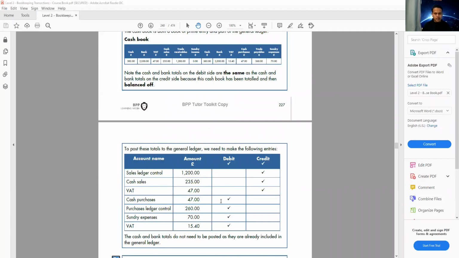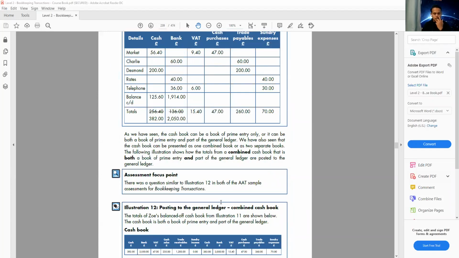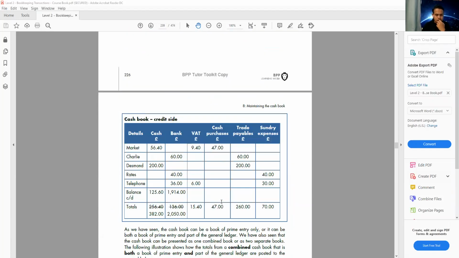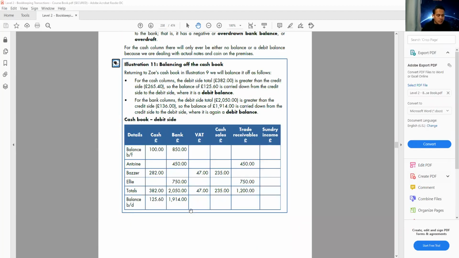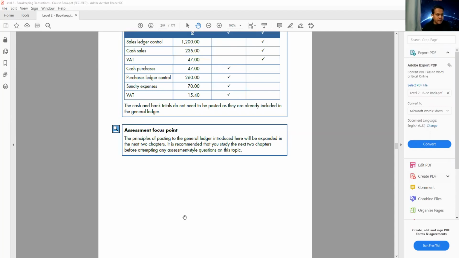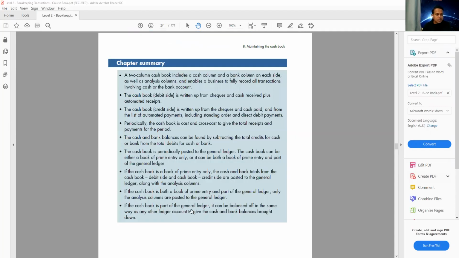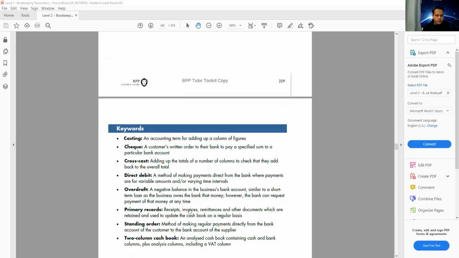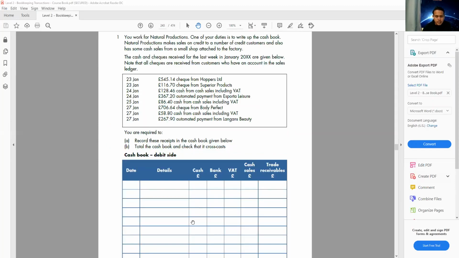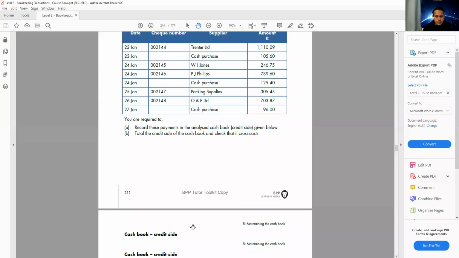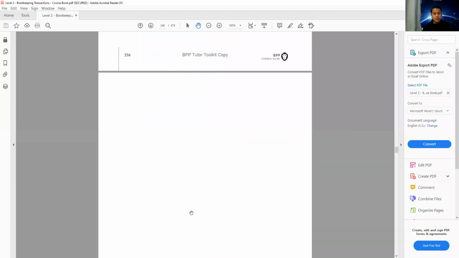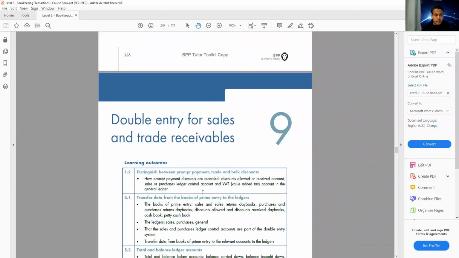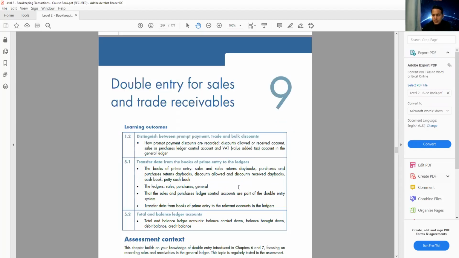Is there anything here to discuss? All right, so this is not very relevant. Let's move on to the next chapter. Chapter number 9. In chapter number 9, we're going to see the posting. There are a lot of examples at the back of the chapter. Make sure you practice all of this. If you're stuck anywhere, you can email me and I'll definitely explain to you.